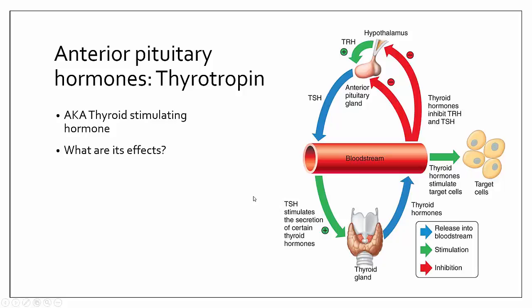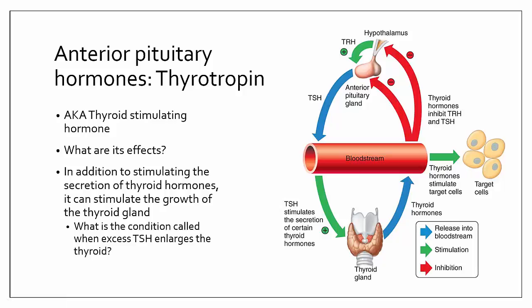So the effects of thyroid stimulating hormone, or thyrotropin, are to stimulate the secretion of thyroid hormones from the thyroid. So TSH stimulates the thyroid, and then it secretes more hormones. Right? So let's look at this. This whole process starts up at the hypothalamus, okay? Anterior pituitary hormones are all under control of the hypothalamus. They're all under nervous system control. So TRH is released from the hypothalamus, stimulates the thyrotropes in the anterior pituitary gland. So there's your green arrow, stimulation.